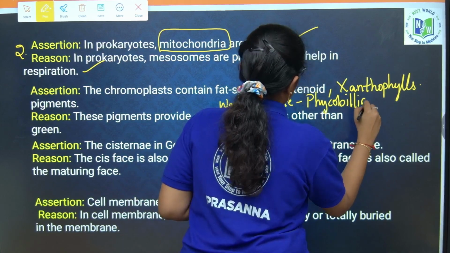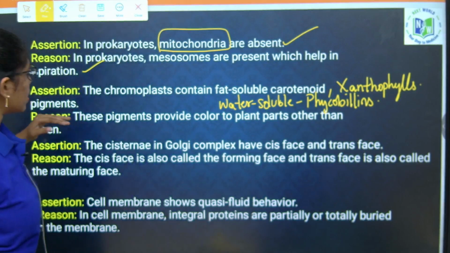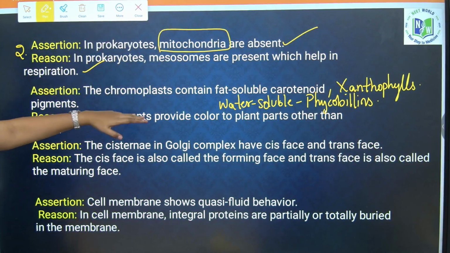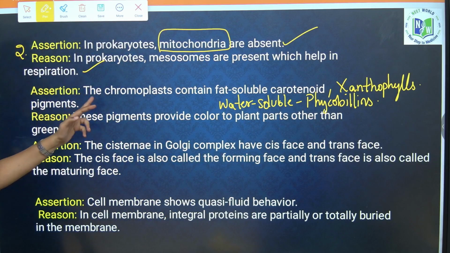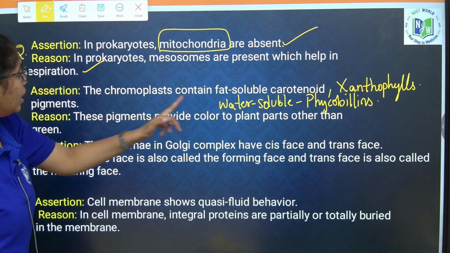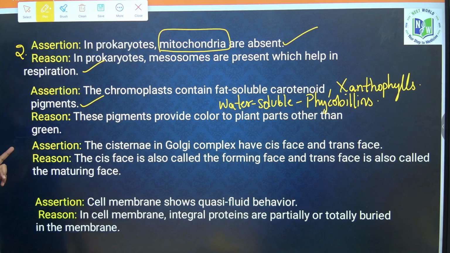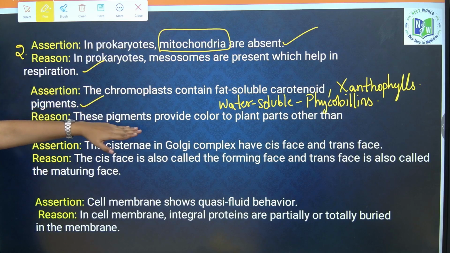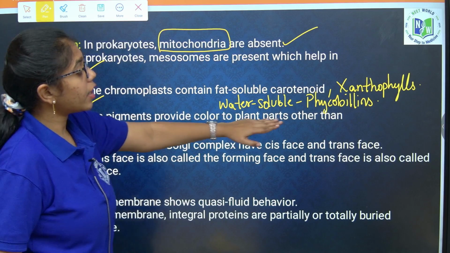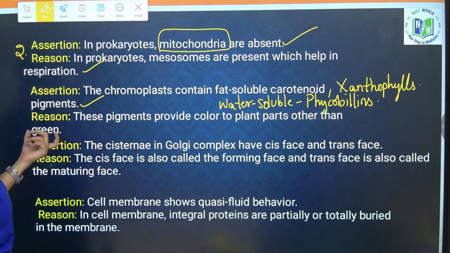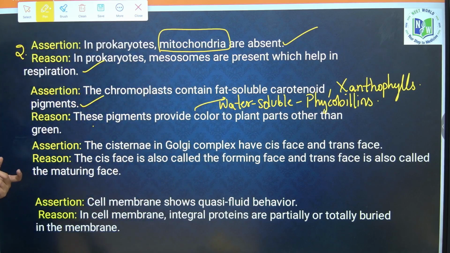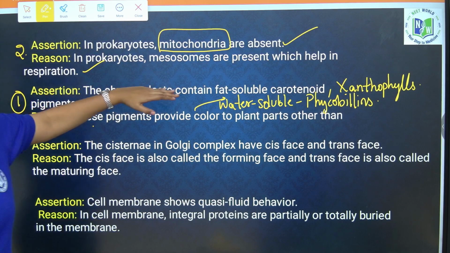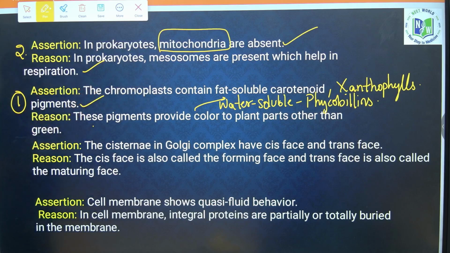Phycobilins. Yes, getting back to the question, in the reason what did he give? These pigments provide color to the plant parts other than green. True, chromoplasts contain fat soluble carotenoid pigment, so the assertion is true. And what are these pigments doing? These pigments provide color to the plant parts other than green. It is explaining the pigment of carotenoid. Then what option is it? Option 1. When the reason is explaining the assertion statement, it is option 1.